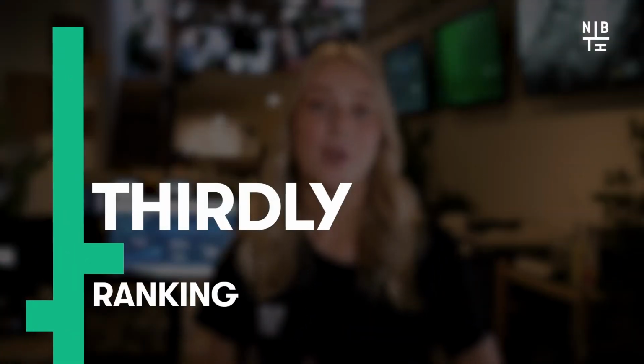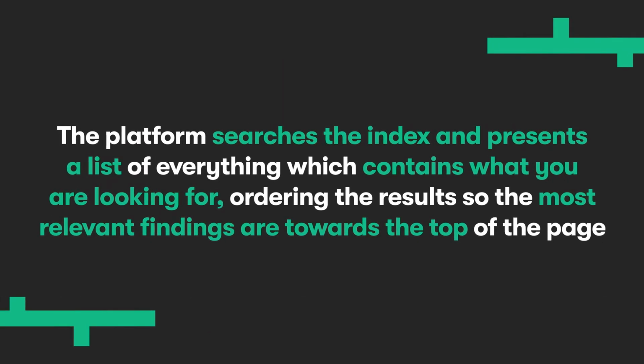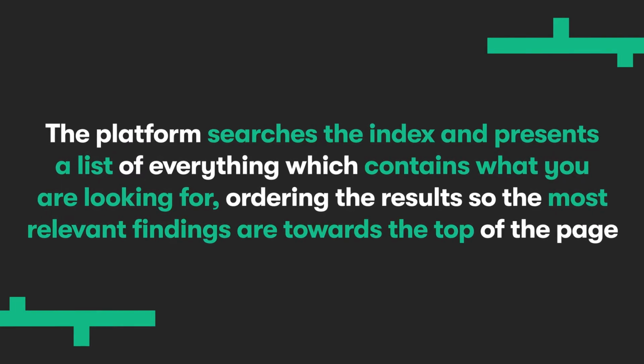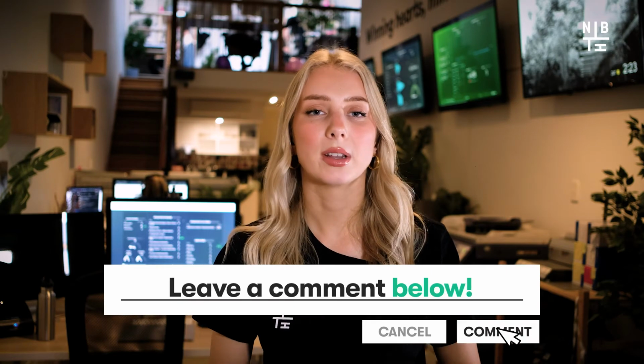The last function of search engines, and one you may have heard of, is ranking. When you search for anything in Google, the platform searches the index and presents a list of everything which contains what you were looking for, ordering the results so that the most relevant findings are towards the top of the page. The algorithm and how it impacts a listing's ranking depends on heaps of factors, each with a different assigned weight or value. These may include the content on the page, the number of other sites that link to your page, and the overall quality of the website.